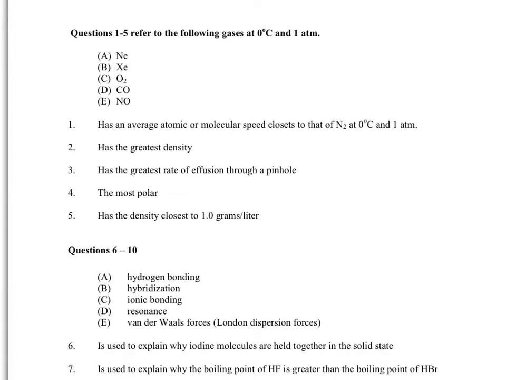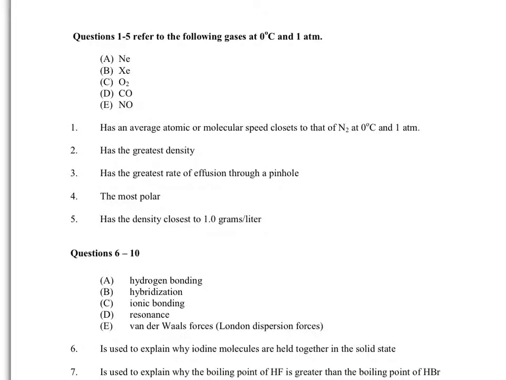Has an average atomic or molecular speed closest to that of N2. Now, here's what you have to understand. Speed is proportional to mass. So, equivalent masses have equivalent speeds at equivalent pressures and temperatures. So, what is the mass of nitrogen? Now, that's N2, not just 1. 28.02. We got to figure this out. Which one of these has a mass closest to 28.02?